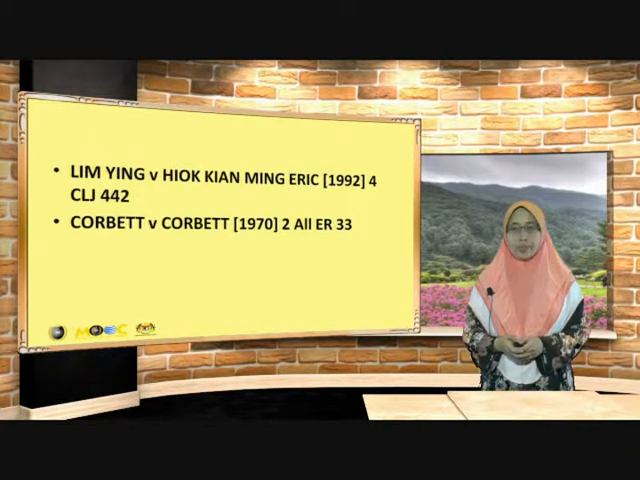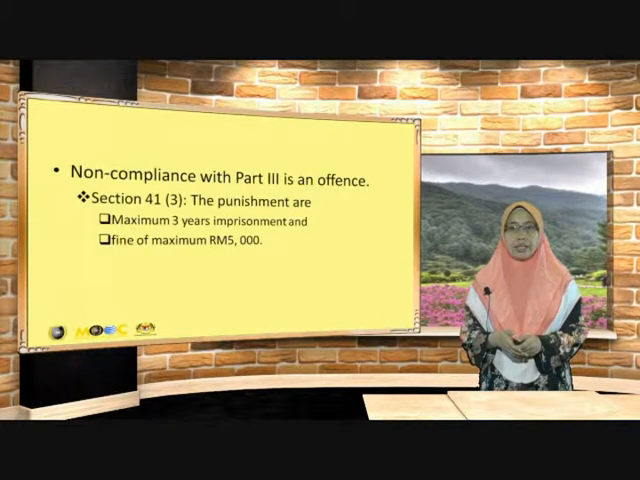To conclude, there are 5 requirements of a valid marriage for non-Muslim couples in Malaysia, which are: the first one is age. Second one is the parties must not be within the prohibited degree of relationship. Number 3, consent. Number 4, monogamous marriage. And lastly, biologically man and woman. And in the case of non-compliance, it becomes an offence as provided in Section 41, Section 3, where the parties will receive the punishment of maximum 3 years imprisonment and fine of maximum 5,000 ringgit.